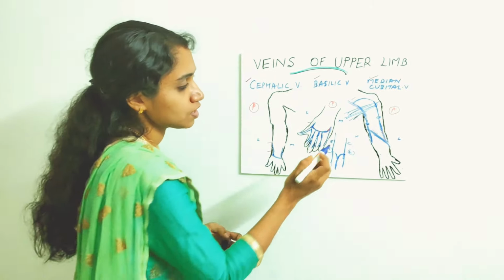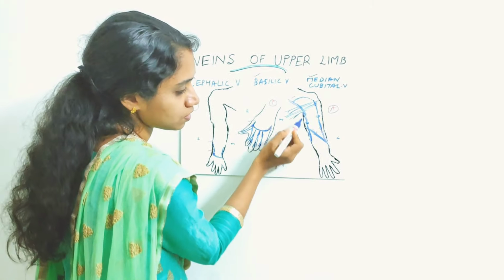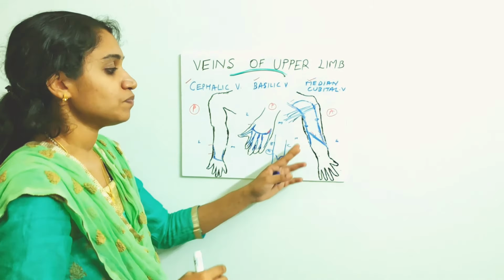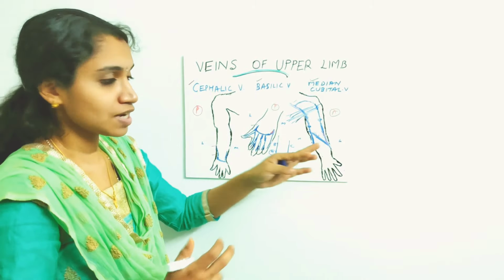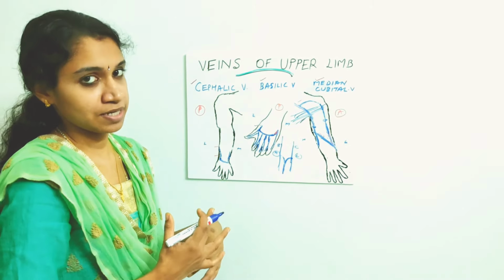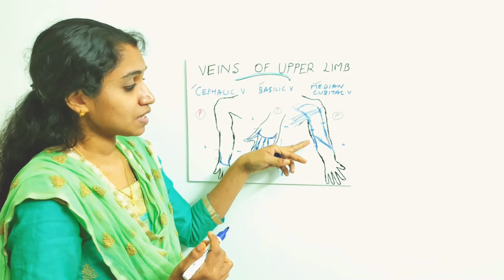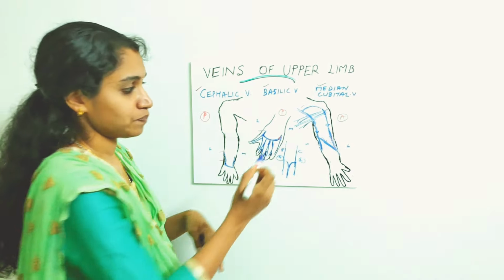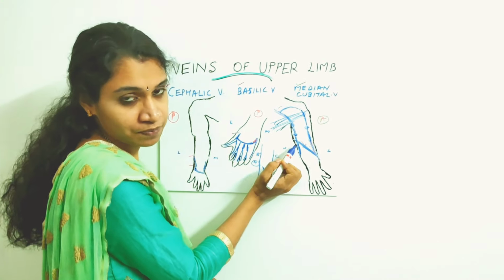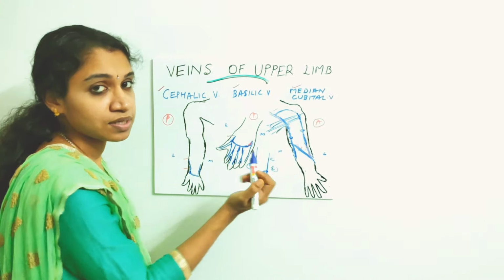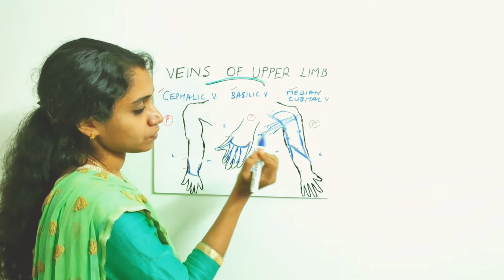Then this basilic vein, as I discussed earlier, the median cubital vein connects the cephalic vein with the basilic vein. So 2.5 centimeter above the medial epicondyle, the basilic vein is joined by the median cubital vein. So that is another aspect related to its course.